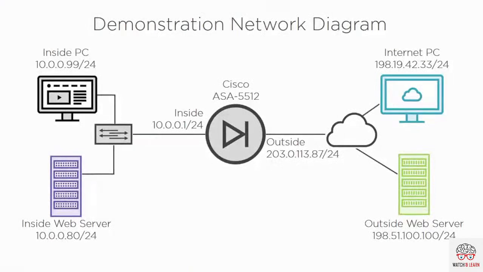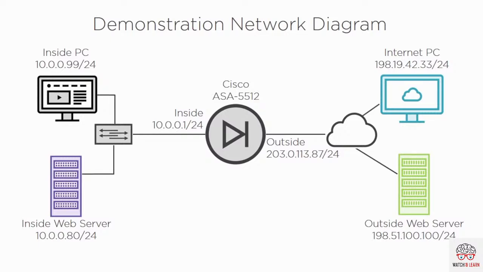So here in my drawing, really what I want to accomplish is to allow that inside PC to communicate with my outside web server. Now in the previous module, the way I had this set up was the cloud that I have drawn in here. Well, part of my setup is in that cloud. It's what allows me to connect the internet PC and the outside web server to the outside interface of my firewall and have access to it in my network.